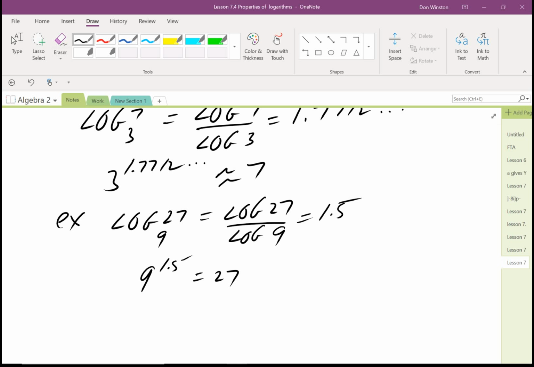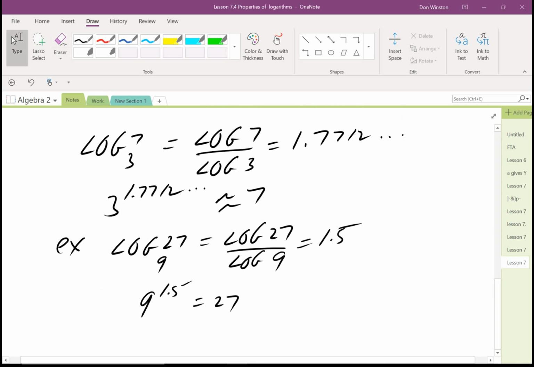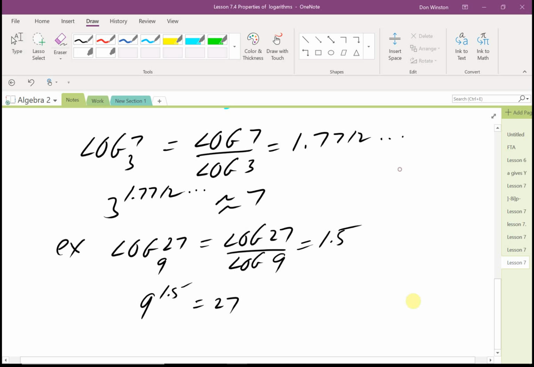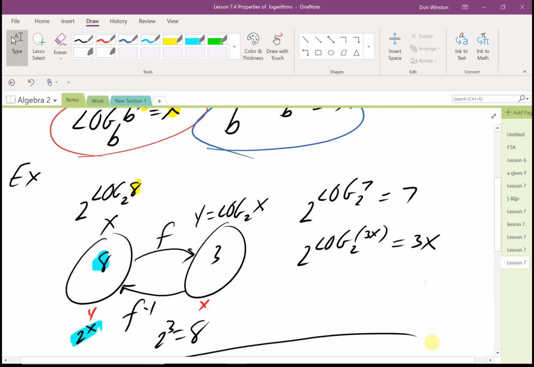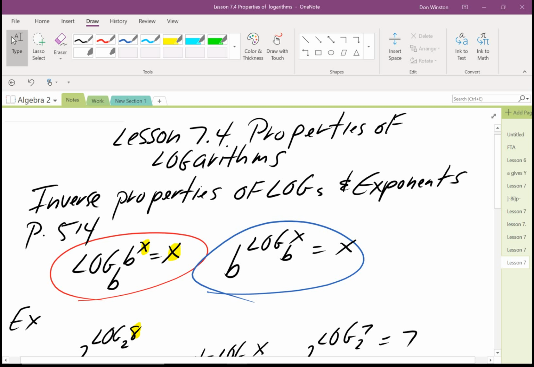Okay, so with that then, you guys will have some problems to do. Using the change of base formula is pretty easy to do. And again, the most important property of 7.4 is the inverse property of logarithms. So I'll post some exercises for you guys to do.